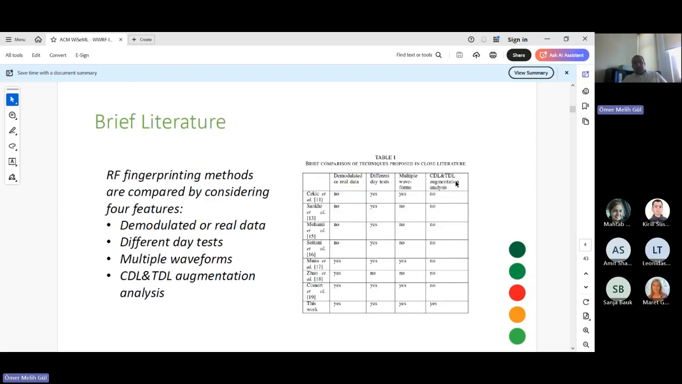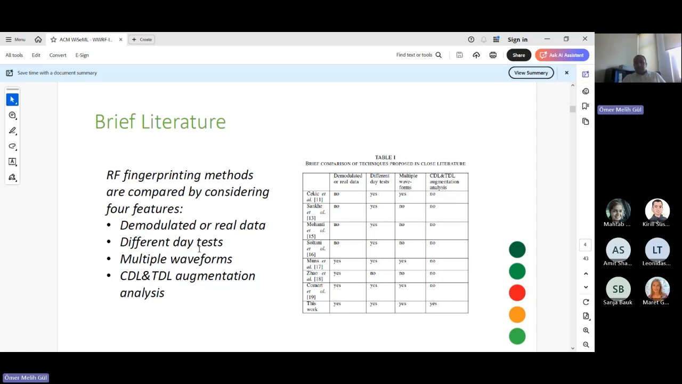And when you consider some brief literature, the RF fingerprinting methods are compared by considering four features. We consider demodulated or real data, and also different day data. For example, here we train our system with RF fingerprint samples of day one, and then we test our system with the following day sample. For example, if we train today and test again today, we will most probably obtain good results because it is the same day. But when you test the system tomorrow, the problem is more challenging, but still we consider that.